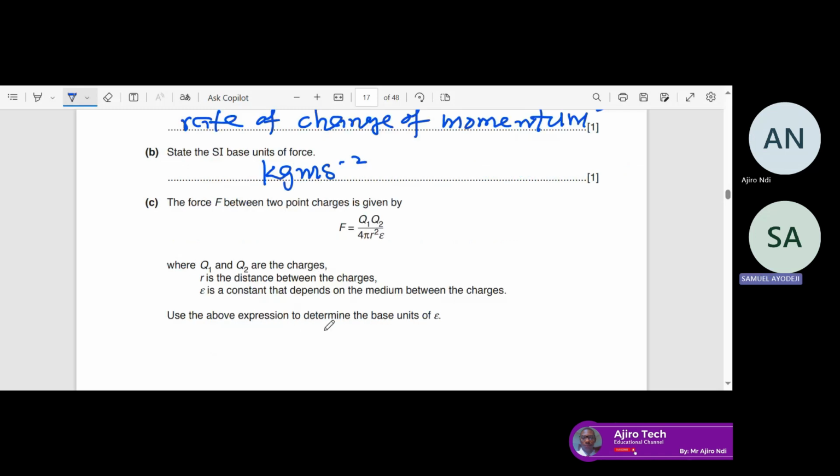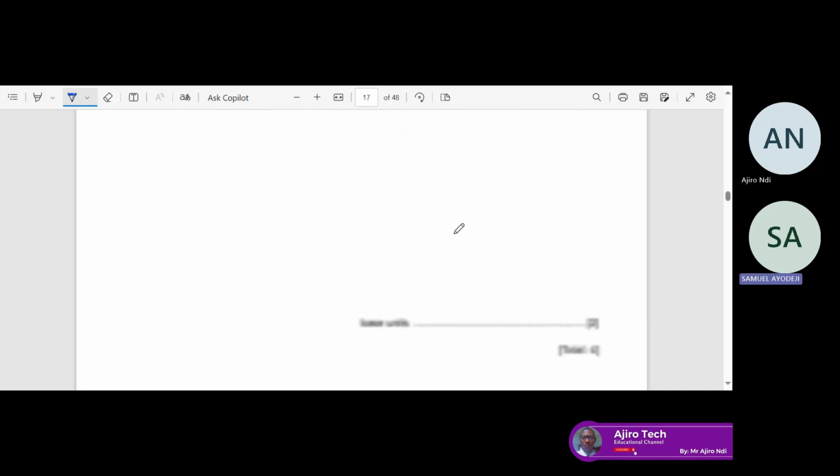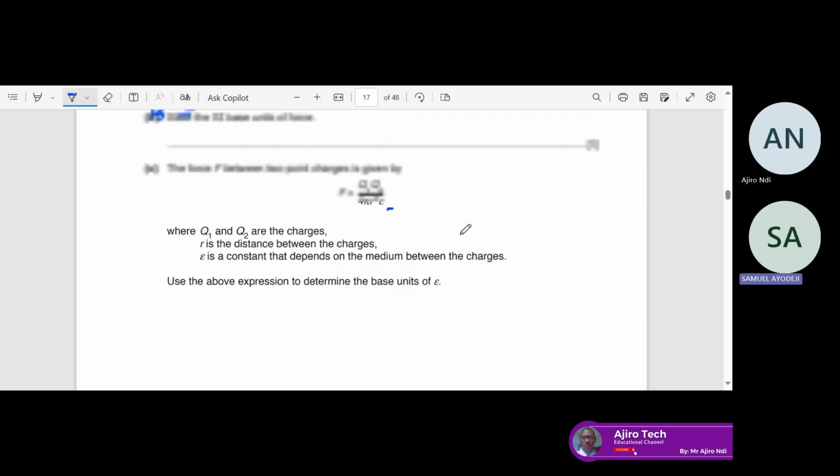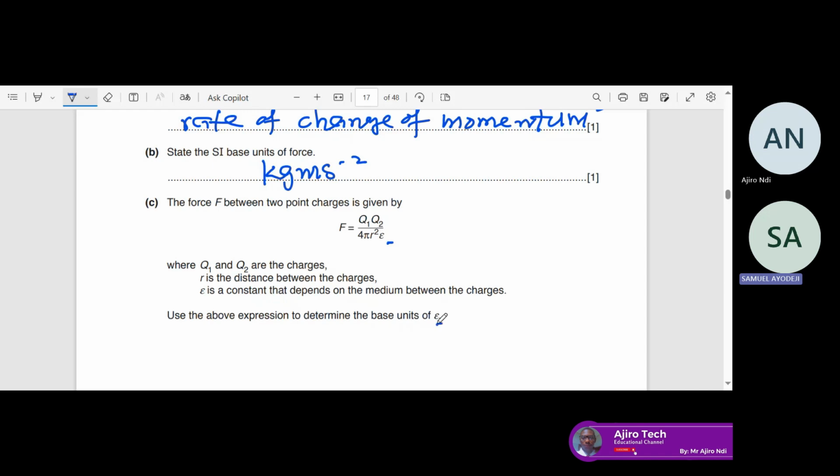Use the approved experiment to determine the unit of E. So we want to determine the unit of this one. From here, you can see charge, so it has to be in SI unit. What is charge? The formula for charge: Q is given as I times t. So this is ampere, this is seconds. So that's the unit of charge, ampere seconds.